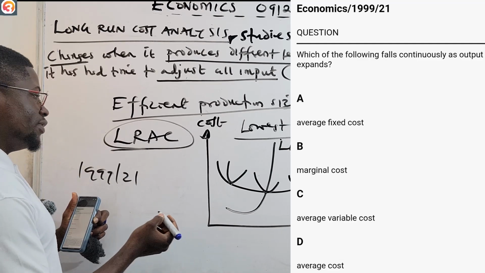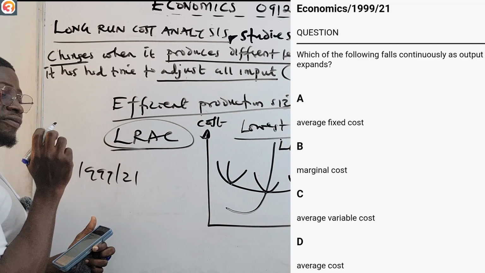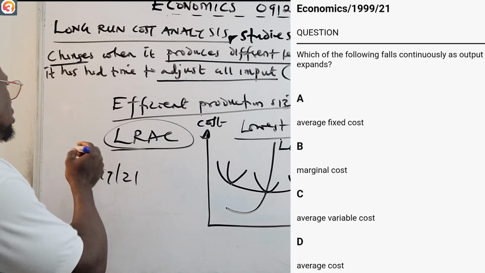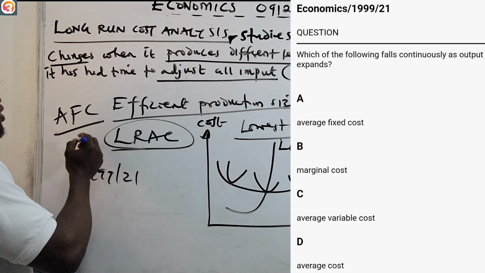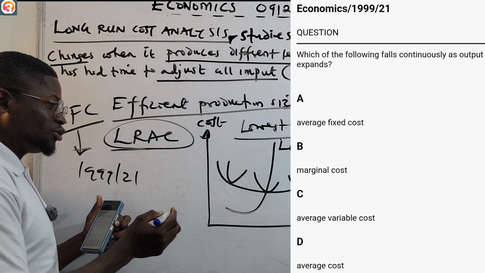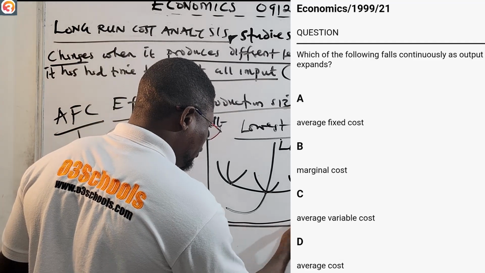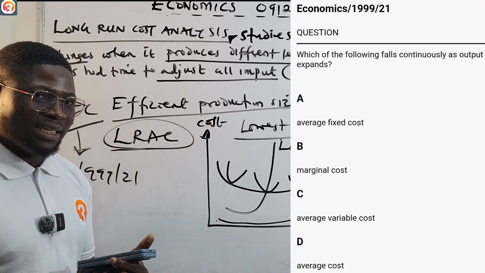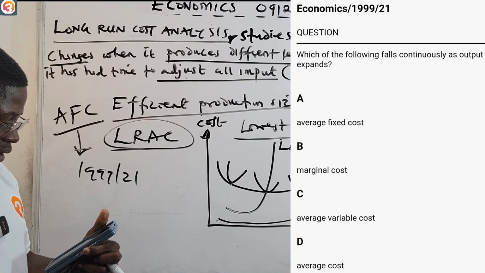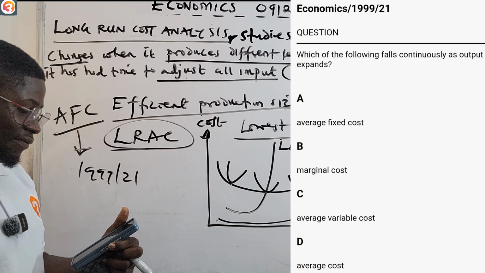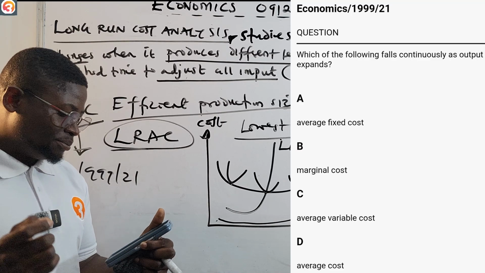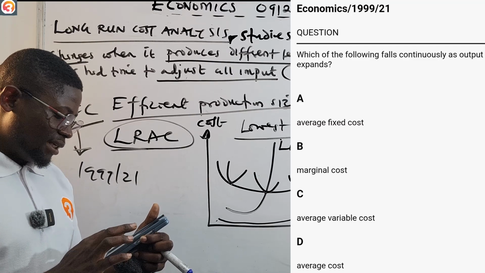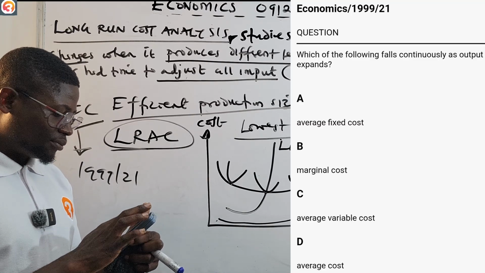Remember I told you very well that the average fixed cost, the AFC, continues to fall, but it never touches the output level. It continues to fall, but it does not touch the output axis. It does not intersect the output axis. So the correct answer will be average fixed cost. A says average fixed cost, B marginal cost, C average variable cost, D average cost.